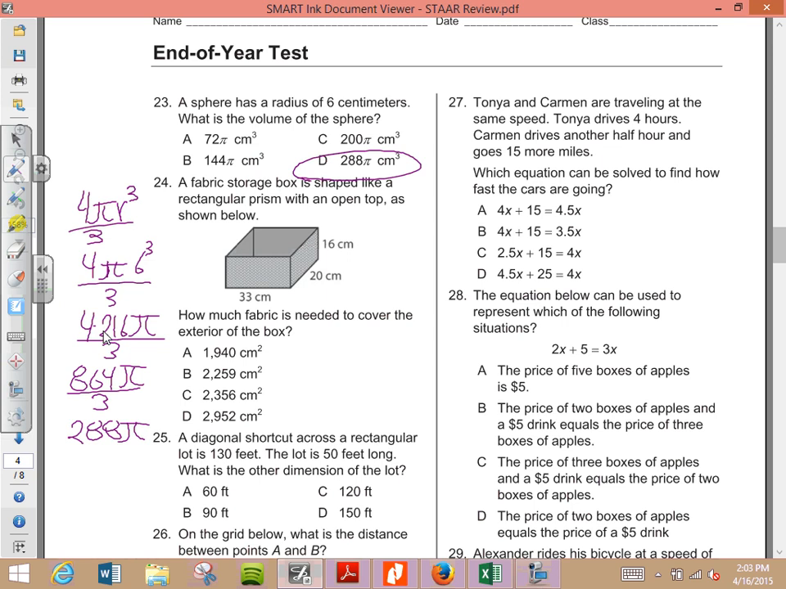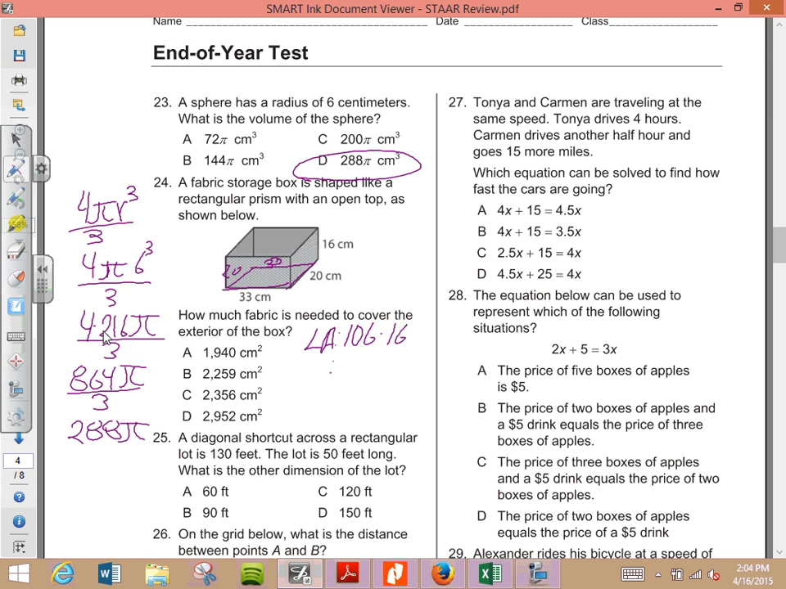A fabric storage box is shaped like a rectangular prism with an open top as shown below. How much fabric is needed to cover the exterior of the box? See? So what do we have to do? Find the lateral area, right? Find the perimeter of the box. So 33, 33, 20, and 20. What does that give you? 106, right? And then you multiply 106 by 16.